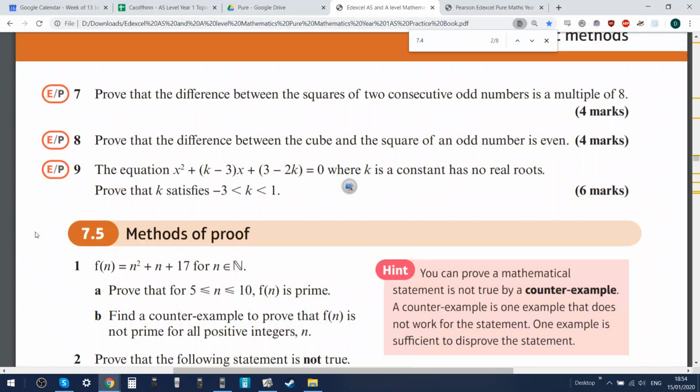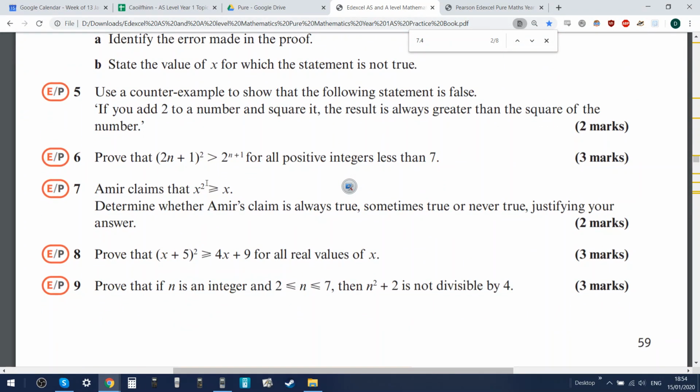Again, no exam questions that I had for that one, but I'm sure I do for this one. How would you go about doing question 5? So just say the number is 4. If you add 2, it's 6. So then you square it, you get 36, and that's greater than just 4 squared, which would be 16. Yep. Let's just find some counterexample.